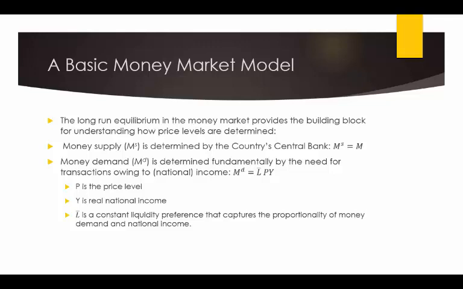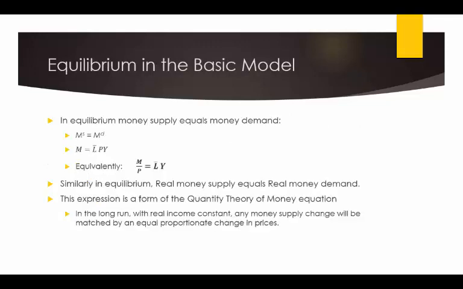Note that PY, which is national income, is the product of the price level and the real national income, or real GDP. The product PY is simply nominal national income or nominal GDP. In equilibrium, money demand equals money supply. Similarly, dividing both sides by P gives us the real money supply M over P as equal to the real money demand L bar Y. Remember, real variables reflect quantity, not monetary measures.